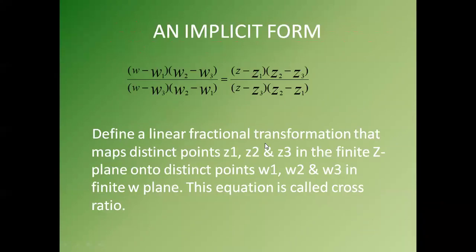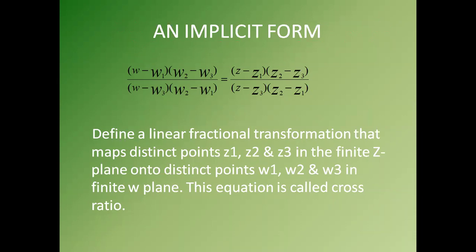So in complex analysis, we see the implicit form of a complex number. Define a linear fractional transformation that maps distinct points Z1, Z2, Z3 in the finite Z plane onto distinct points W1, W2 and W3 in the finite W plane. This equation is called a cross ratio. So cross ratio means this formula exists.